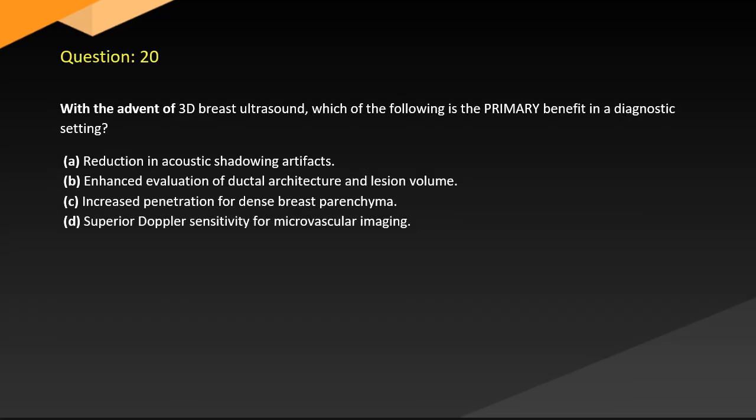Question 20. With the advent of 3D breast ultrasound, which of the following is the primary benefit in a diagnostic setting? A. Reduction in acoustic shadowing artifacts. B. Enhanced evaluation of ductal architecture and lesion volume. C. Increased penetration for dense breast parenchyma. D. Superior Doppler sensitivity for microvascular imaging.